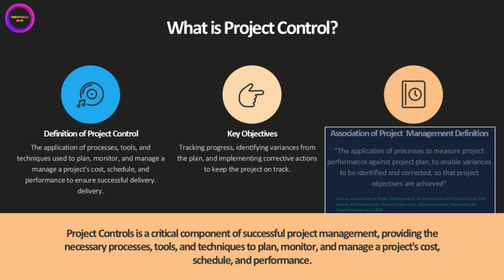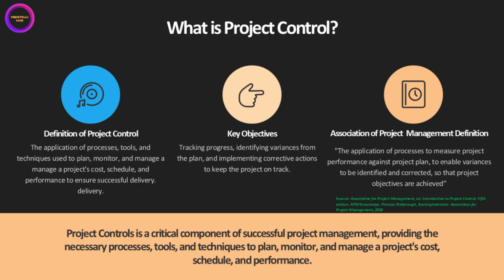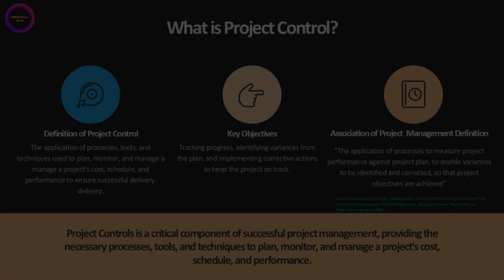The Association of Project Management defines it as the application of processes to measure project performance against project plan, to enable variances to be identified and corrected so that project objectives are achieved. Essentially, it's about having the right systems in place to keep everything running smoothly.